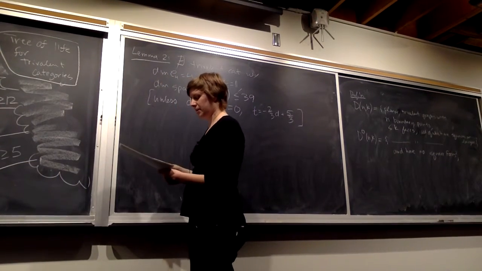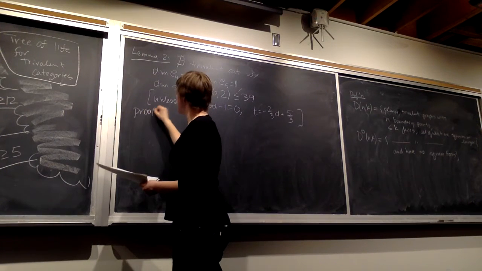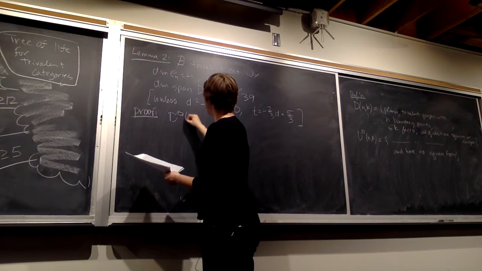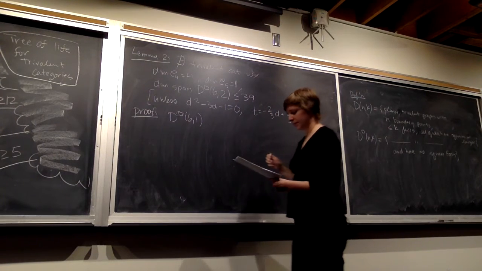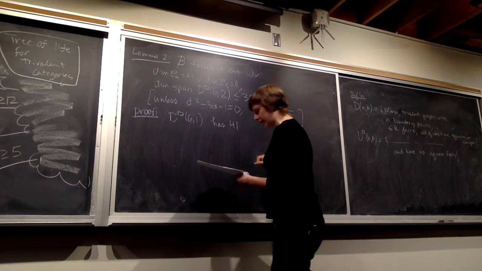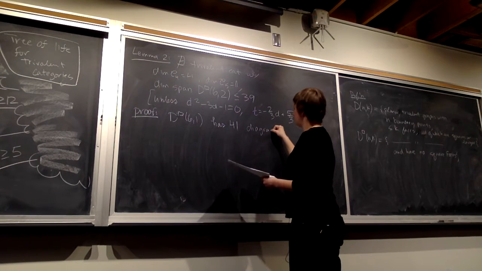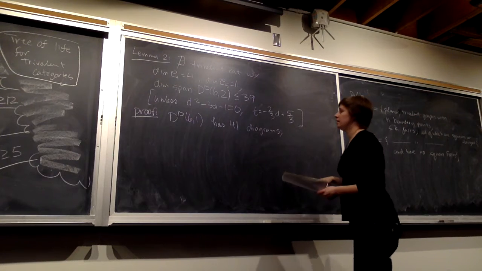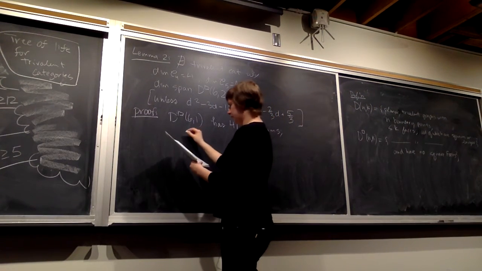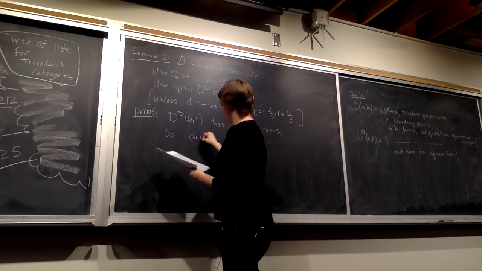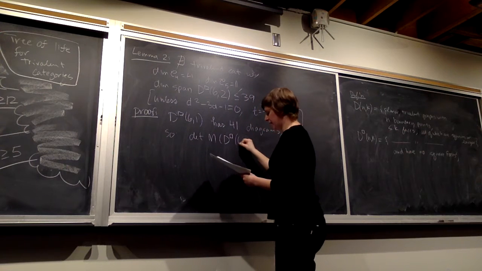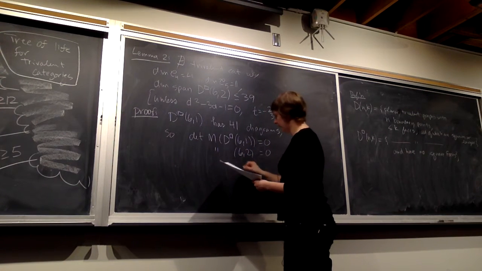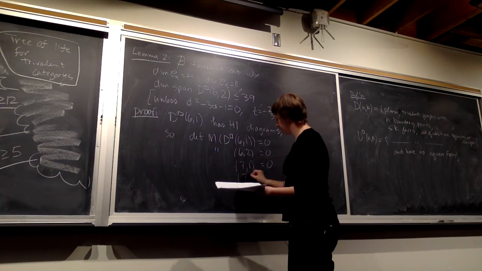Okay, and so the proof is very similar. D6-1 in this case has 41 diagrams in it. And so if D6-2 is less than or equal to 39, then there must be a relation among these. The determinant of the matrix we get from 6-1 is equal to 0. The determinant we get from 6-2 is 0. Same thing with 7-1 and 7-2.